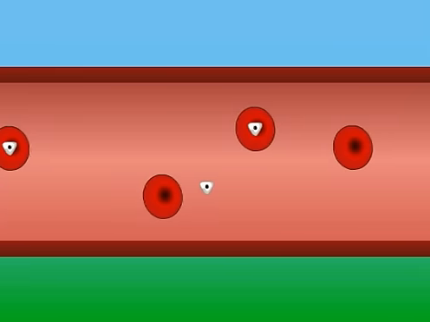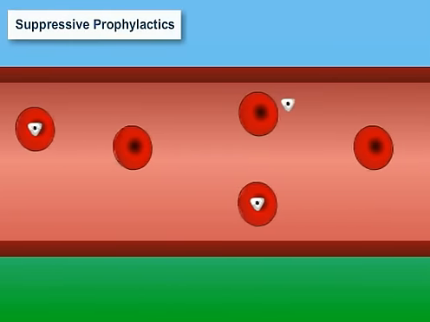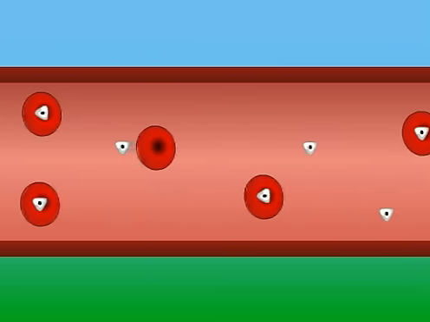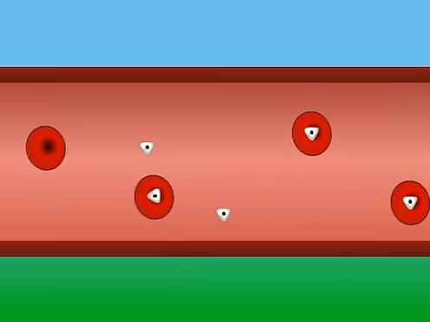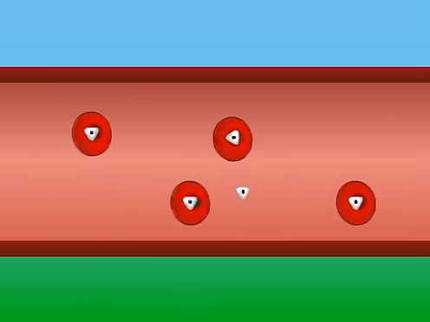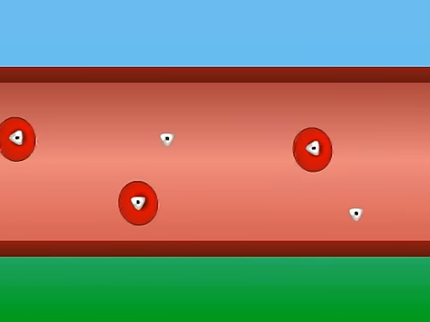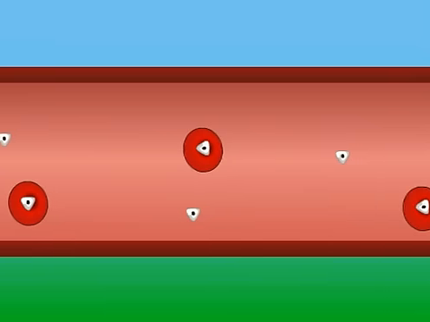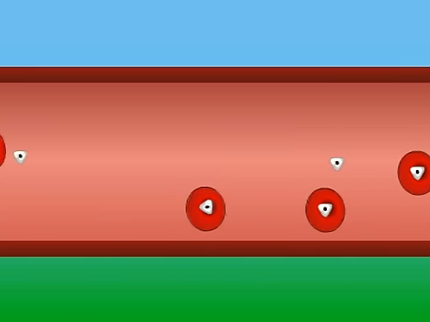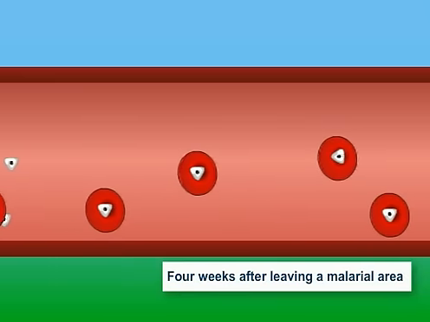Antimalarial drugs that are directed against the red blood cell stage of the malaria parasite are known as suppressive prophylactics. Mefloquine, chloroquine and doxycycline are examples of suppressive prophylactics and destroy the parasite once it has been released into the blood. Proguanil is another suppressive prophylactic, though it also has some causal prophylactic activity. The duration of the liver stage delays the appearance of the malaria parasite in the blood, and this is why the suppressive prophylactics must be taken for 4 weeks after leaving a malarious area.